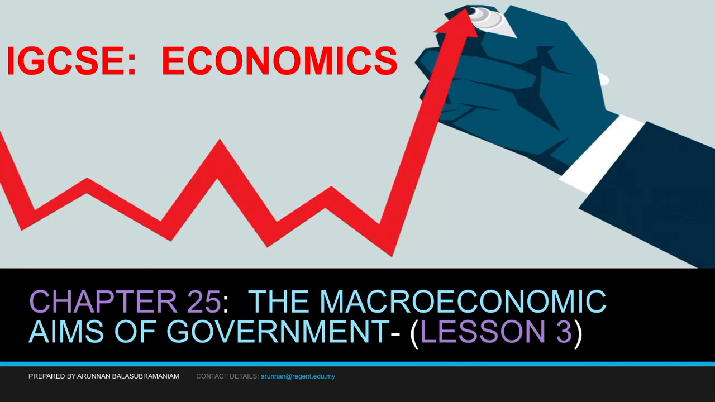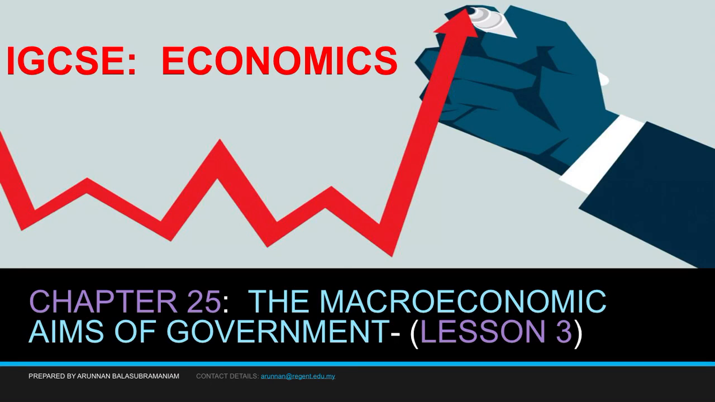Number 3, achieving price stability. We don't want too large a positive hike in the price, or a large negative drop in the price. We don't want that. We don't want inflation as well as deflation in a country. We want price stability in a country. The country's aim, or the government's aim, is to achieve price stability in a country.